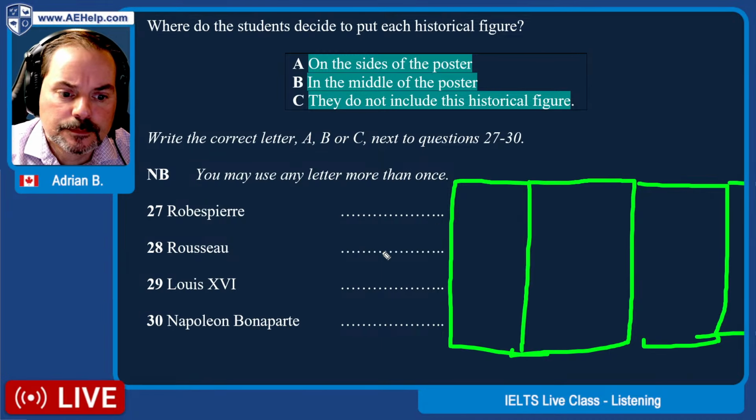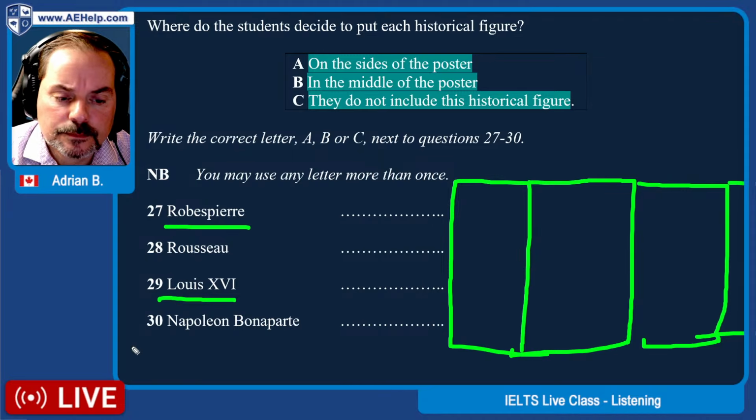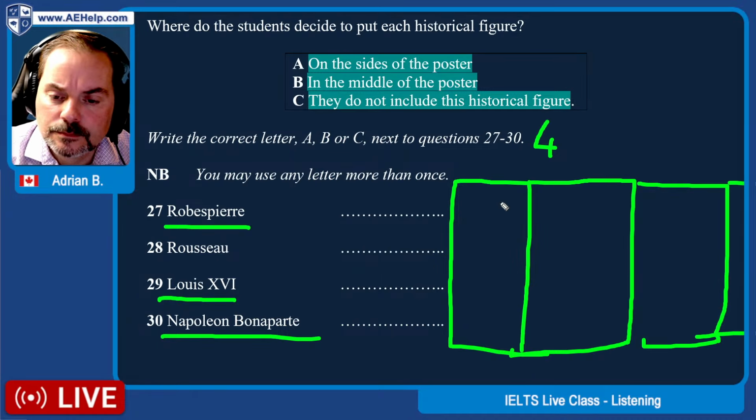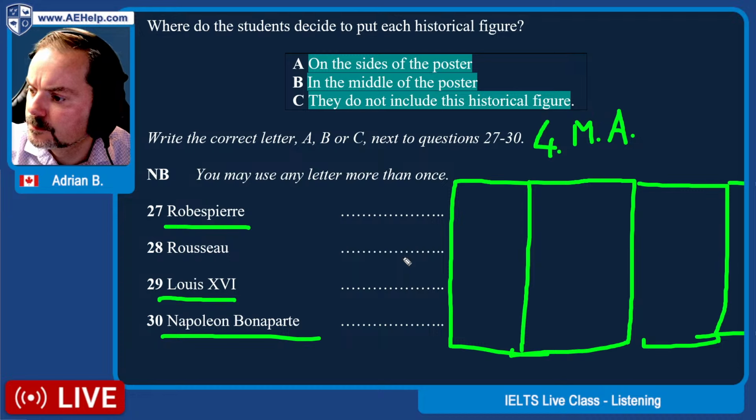So who are some of the important people? Well, there's the King, Louis XVI. Robespierre was important, I think. Yes, he was. And of course, Napoleon Bonaparte. We should have 4 people, so you can each write about 2 people. How about Marie Antoinette? OK, so we have 4 historical figures. Each of you are going to write about 2.